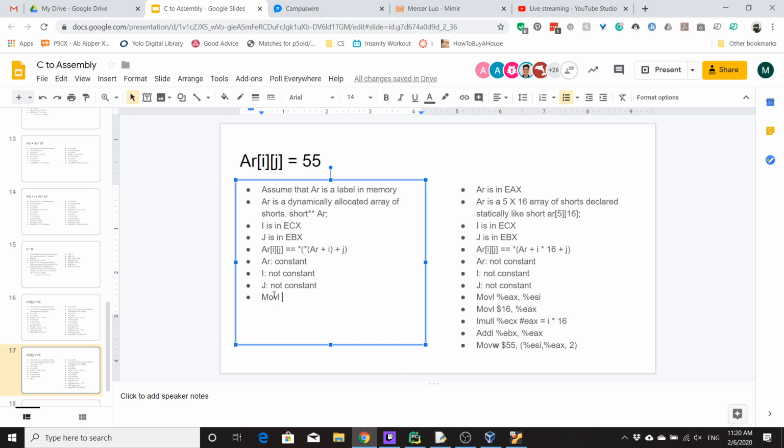So which part of AR plus I is constant? It's just AR. So where does AR have to go? Into the displacement field, right? Keeping things consistent, our index, which is I, is going to be ECX. What's our scale going to be? When we dereference this, what's the type of this expression? What's the type of star AR plus I?